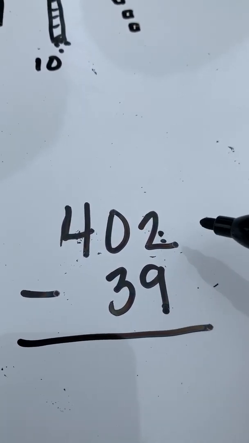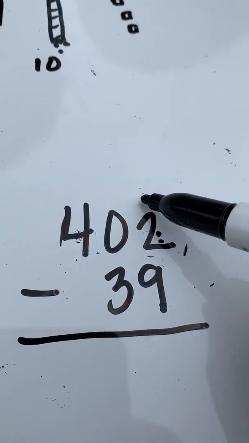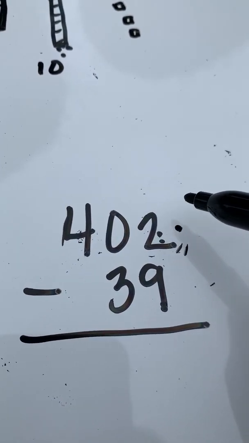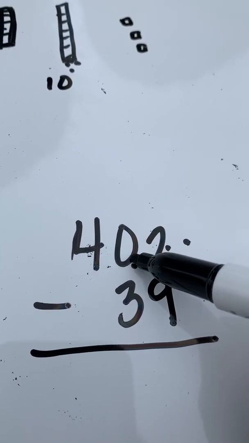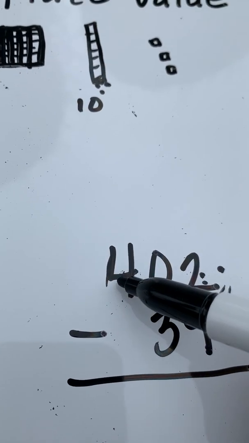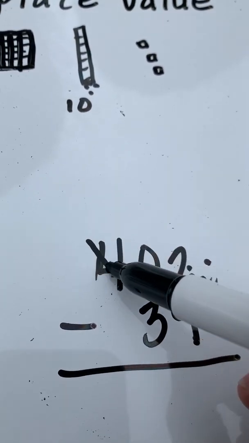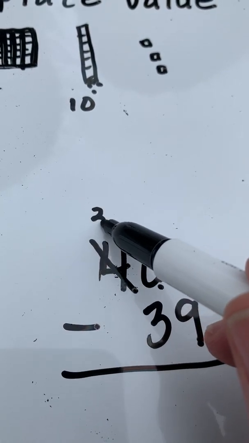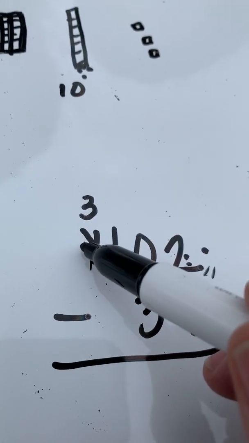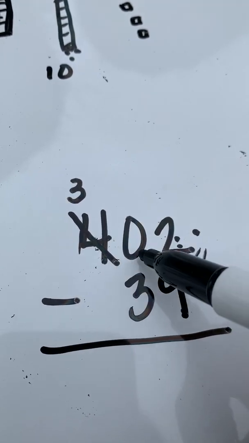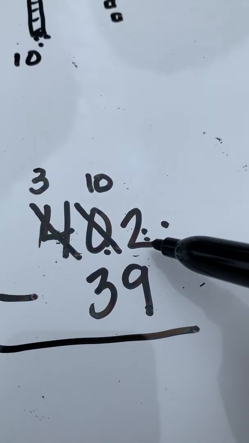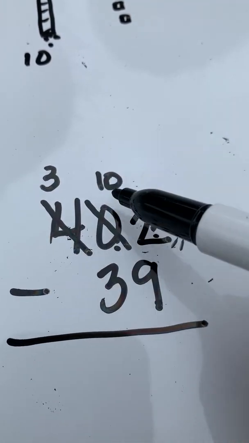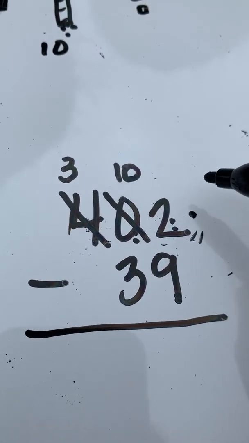2 minus 9, that can't be done. I need to somewhere get more up here. So what do we always do? You go next door. There's nothing there. So in that case, you have to go next door. So I cross that out, make it one smaller. We're borrowing 100. 100 in the tens column is 10 tens. So cross that out. 10 tens.